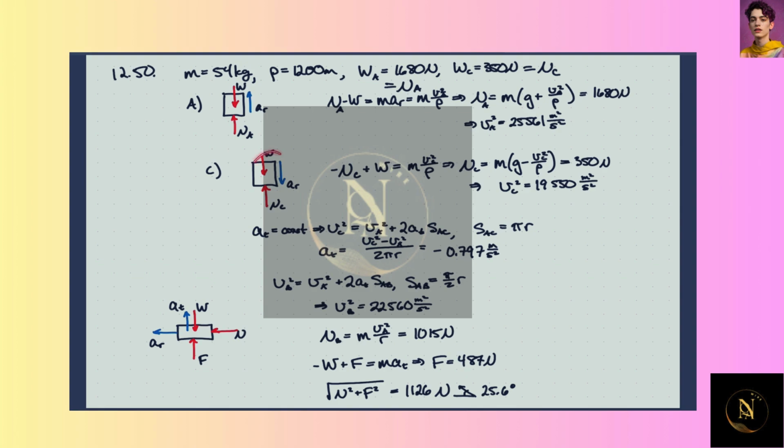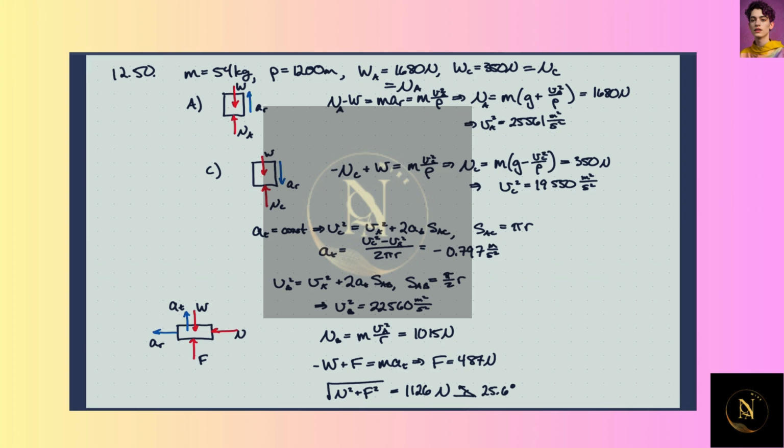Now at the top of the circle, we have this situation where the radial acceleration is pointing down. So we have minus NC plus W, the weight, equals m v_C squared over rho. So NC is this, and that is given as 350 newtons. And we can solve for v_C squared, and that winds up being 19,550 meters squared per second squared.